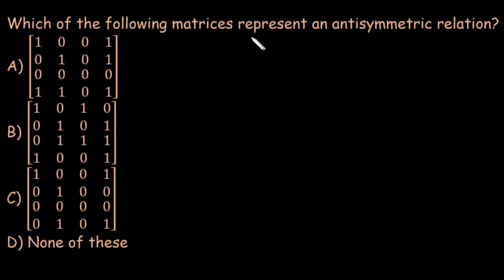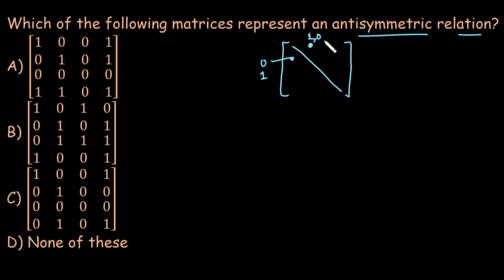Next is, which of the following matrices represents the antisymmetric relation? Antisymmetric relation means diagonal entries can be anything, 1, 0, anything. But if an entry is there, its reverse should not be there. If it is a 1, the reverse should be 0, or maybe both are 0. So these are the possible cases in antisymmetric.